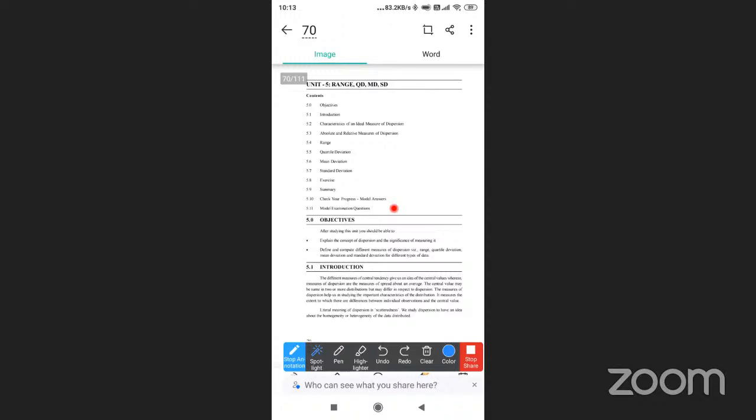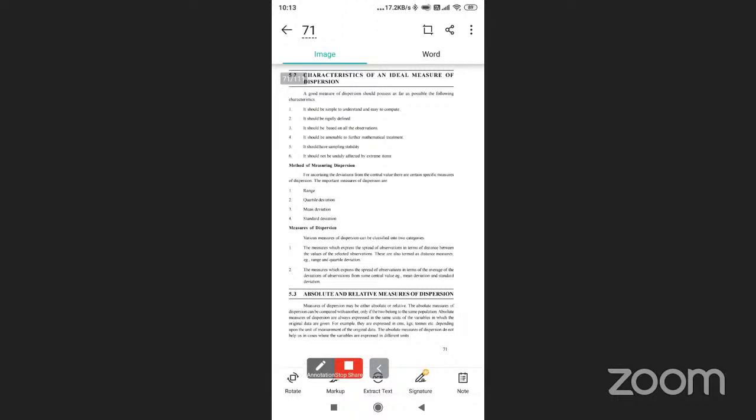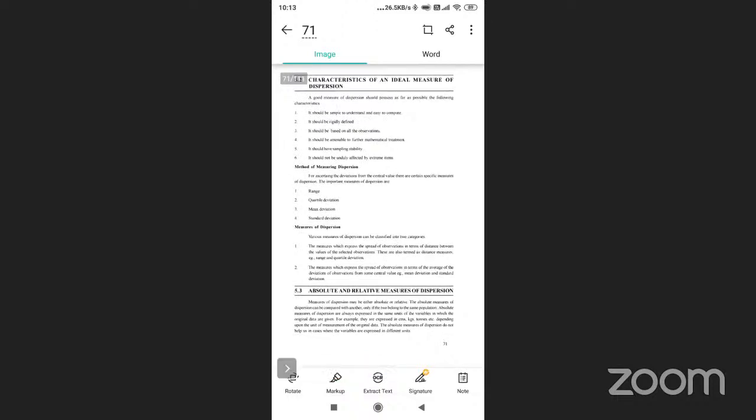These are the 4 measures of dispersion. That is unit 5: range, quartile deviation, mean deviation, standard deviation. So what are the characteristics of an ideal measure of dispersion? Dispersion means whether the variables are very near or very far.